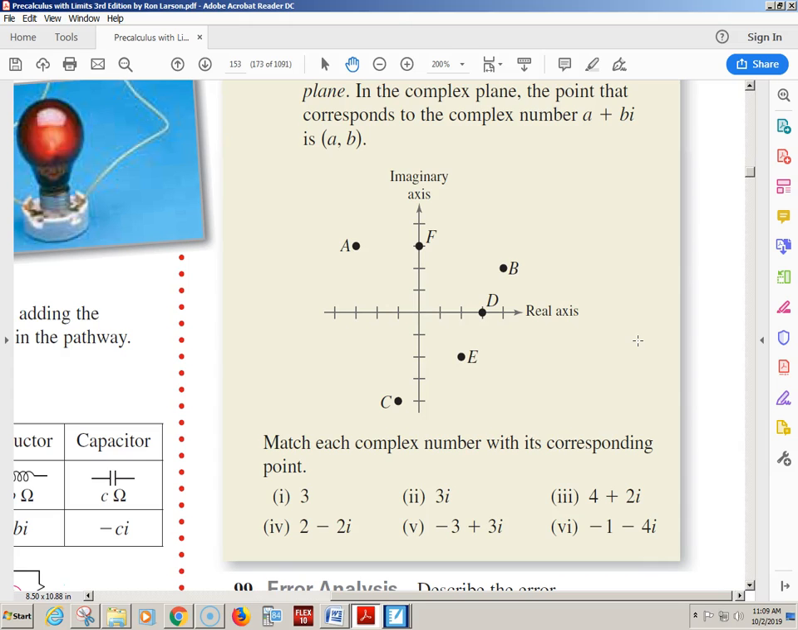Now, who's this guy? 0 plus 3i, so it'd be (0, 3). That one, 4 plus 2i, that's (4, 2). 2 minus 2i. Negative 3 plus 3i. And negative 1 minus 4i. Is that 98? Yeah, that's fine. All right.